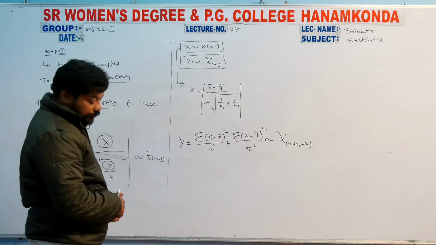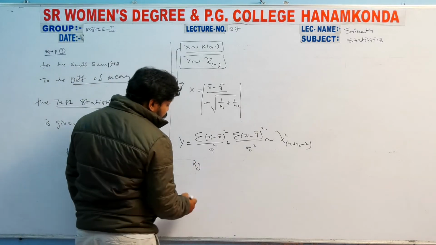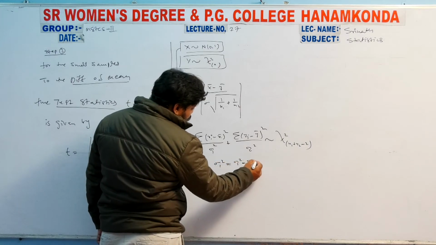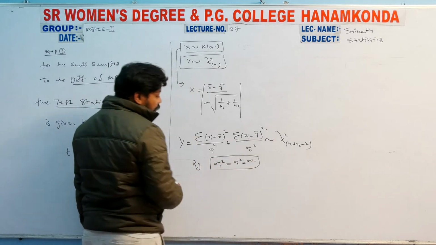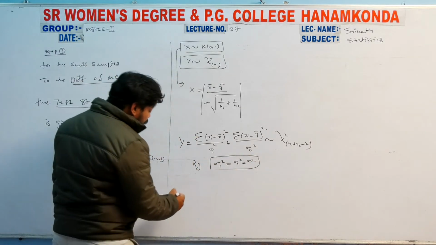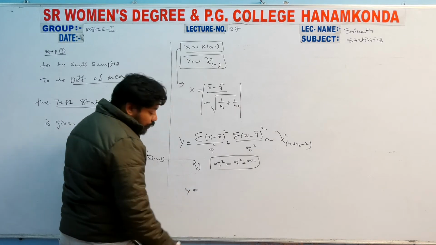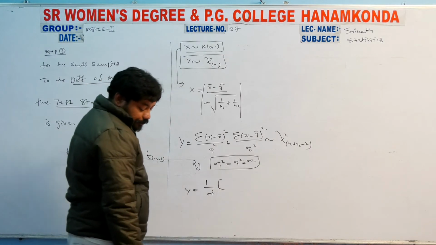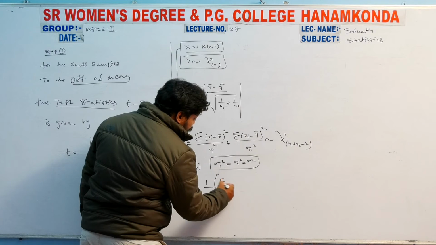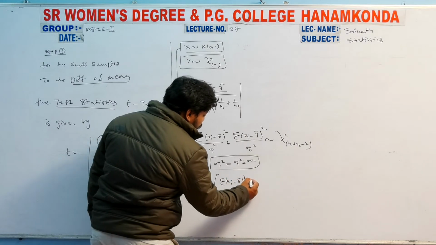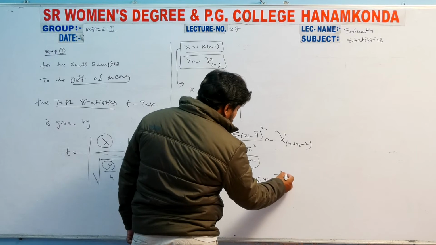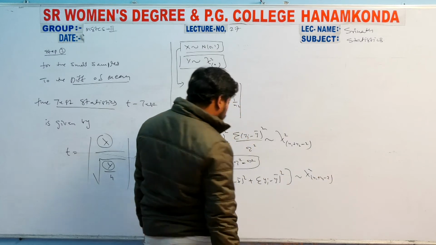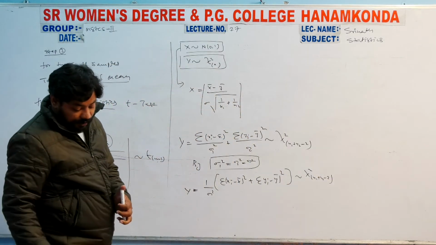By the condition sigma 1 square is equal to sigma 2 square is equal to sigma square. By this condition y is equal to 1 by sigma square times summation xi minus x bar whole square plus summation yi minus y bar whole square, which follows the chi-square distribution with n1 plus n2 minus 2 as the degrees of freedom.